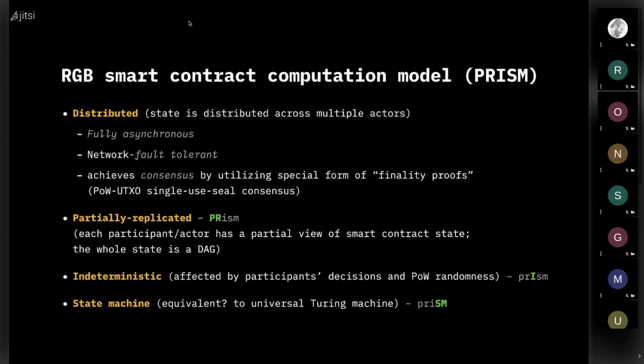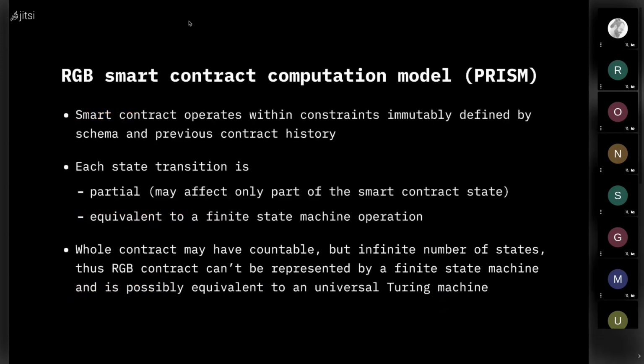And with all these properties, and with what I will be describing later, potentially we can say that the RGB smart contract as a whole may be equivalent to a universal Turing machine. And we will analyze this property in detail a bit later. And this specific computing model of RGB smart contracts we call PRISM, because a prism, first of all, creates the spectrum of different colors, and RGB is just red, green, blue, and also because it's an acronym of partially replicated indeterministic state machine, PRISM. That's how this term was coined.